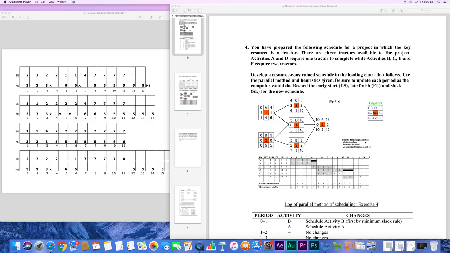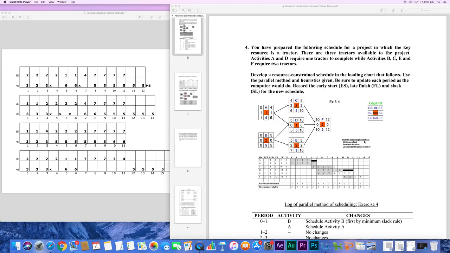Heuristics are used only if it's strictly noted in a question that heuristics are given and to be used. If that's not noted, then you don't use heuristics. Then you go for all combinations to find the best schedule. Why? Because heuristics don't always give you the optimal and best schedule. So we'll cover both cases.